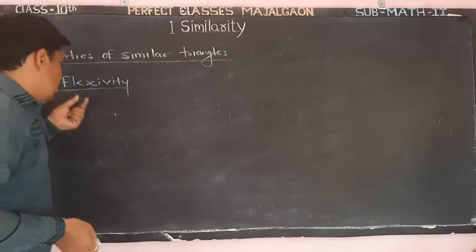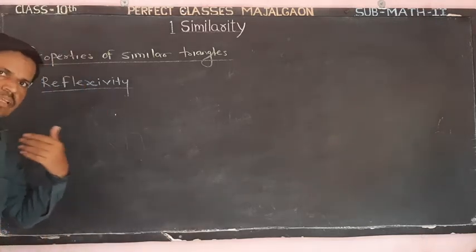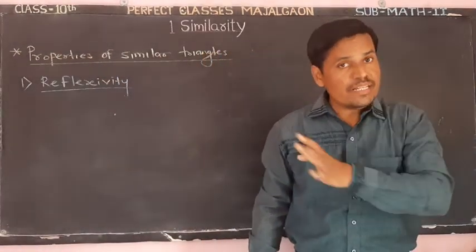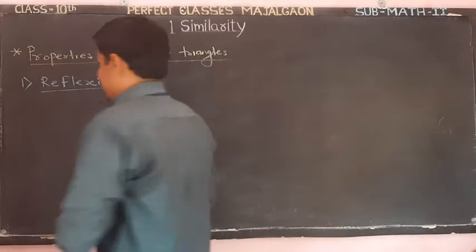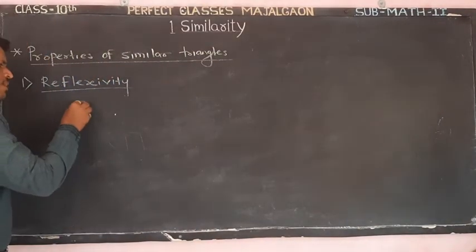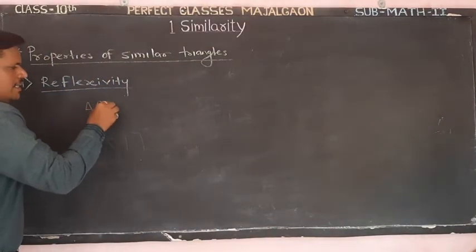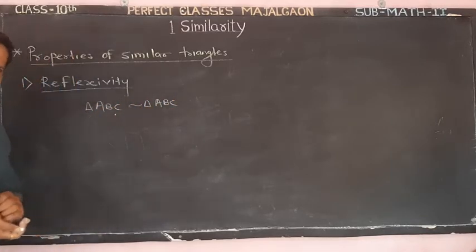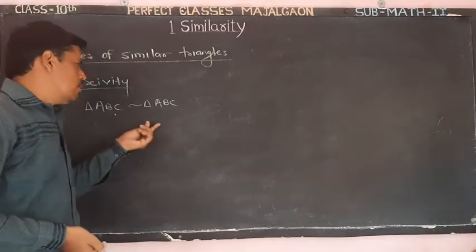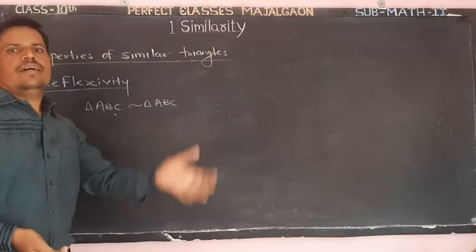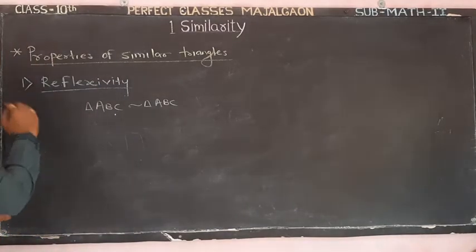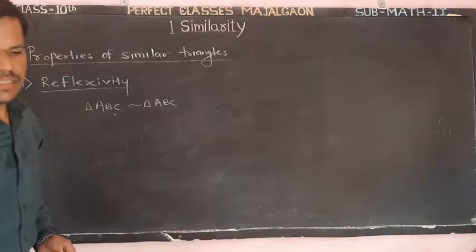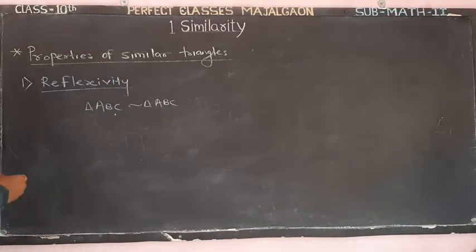In Marathi, reflexivity is known as paravartanta. It means that each and every triangle is similar to itself. Every triangle is similar to itself. Therefore, triangle ABC is similar to triangle ABC. Any triangle or every triangle is similar to itself. प्रत्येक त्रिकोण स्वतःशी कसा असतो, सिमिलर असतो. This is the first property. The name of the property is reflexivity. Then we see the second property, and the name of the second property is symmetry.